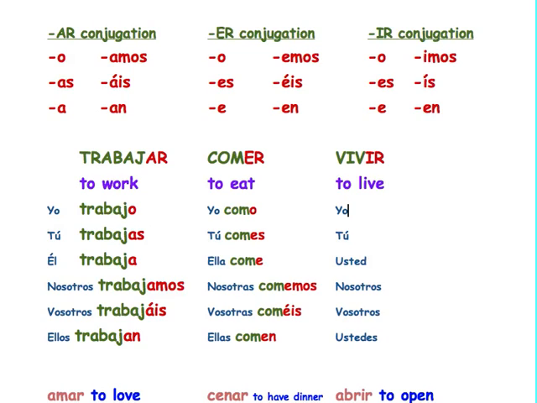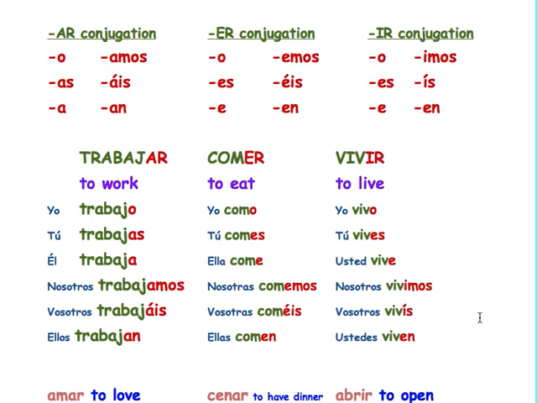And then the last one, ir conjugation, like vivir, to live. So, yo vivo. Tú vives, right? Usted vive. Nosotros vivimos. Vosotros vivís. Ustedes viven. Okay, so these are regular verbs.